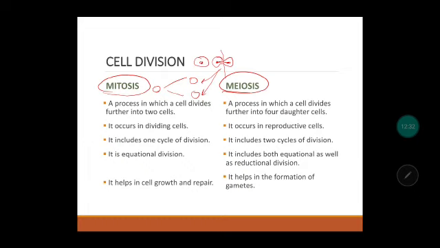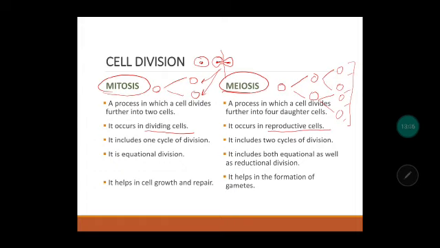But in meiosis, this is a cell division in which 4 daughter cells are produced. Something like this happens in meiosis. Firstly, 2 are produced. Then the second cycle of division happens, so at the end, 4 cells are formed in meiosis. Mitosis occurs only in dividing cells, in growing cells. And meiosis only occurs in reproductive cells, the cells that take part in reproduction.